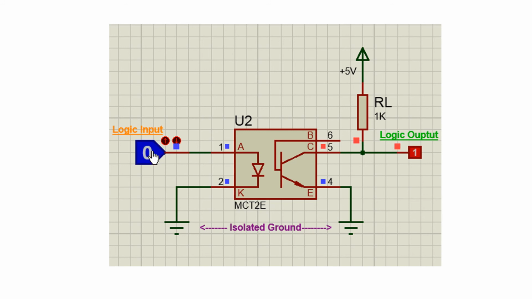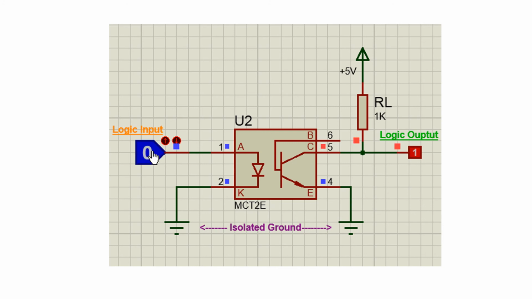If the input is given as 1, it makes your LED conduct and emit light. So the phototransistor starts conducting. When it starts conducting, the emitter takes all the current to the ground. So we get the output as 0. You can see here, when the logical input is 1, the output is 0. When the logical input is 0, the phototransistor is tied to the high potential 5 volt, so the logical output is 1.